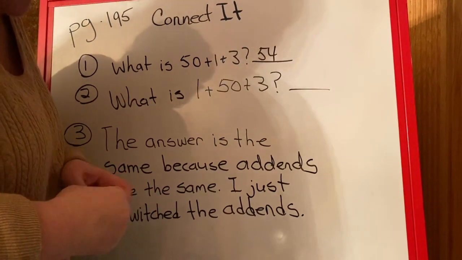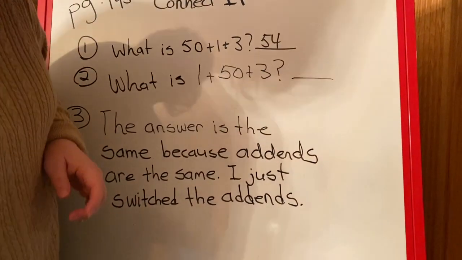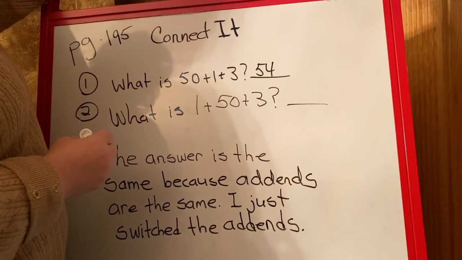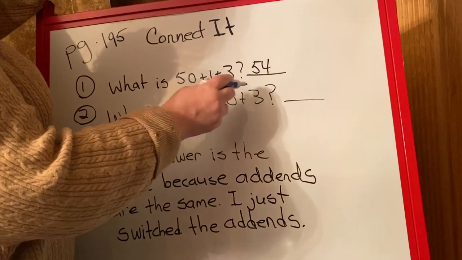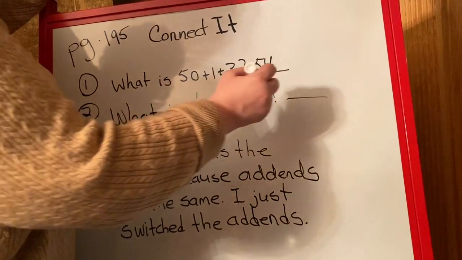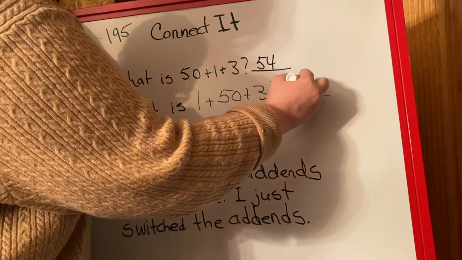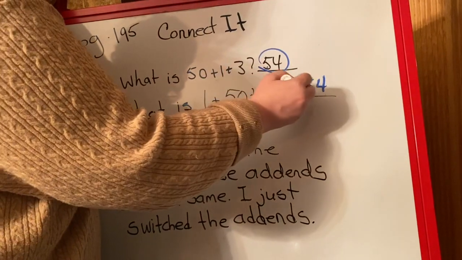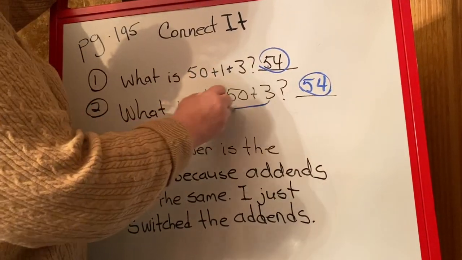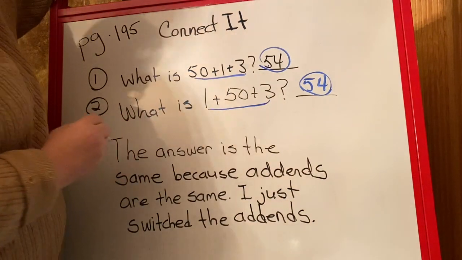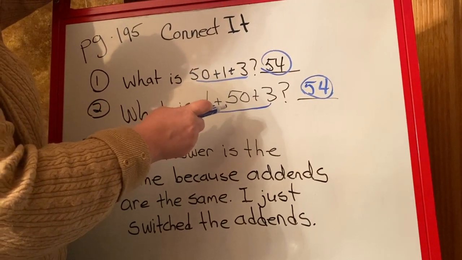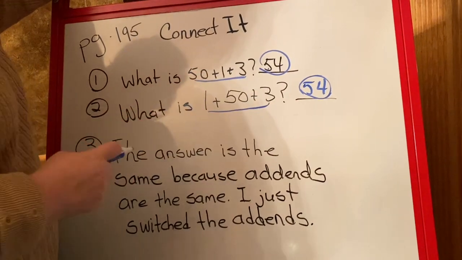Let me get my blue marker. Okay, what is 1 plus 50 plus 3? Well, 50 plus 3 is 53, plus 1 is 54. So they're both 54, right? Why do you think both of these are the same answer? Because the addends are all the same, aren't they? All we did was switch the addends.